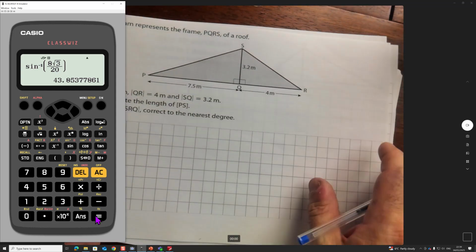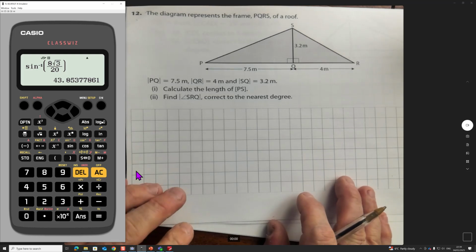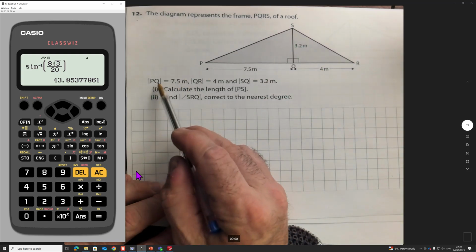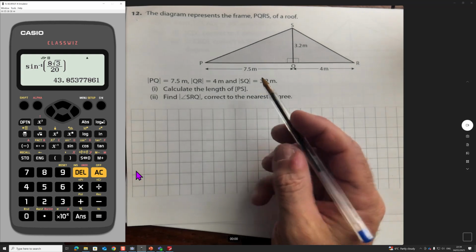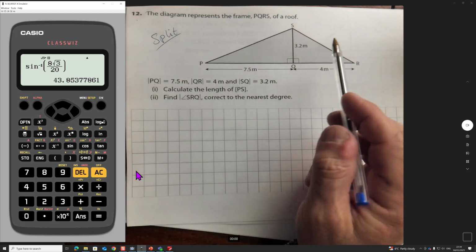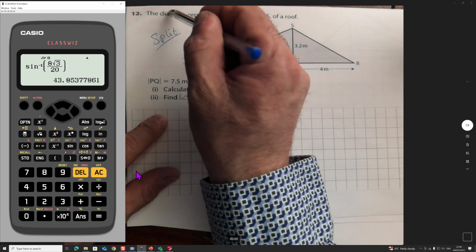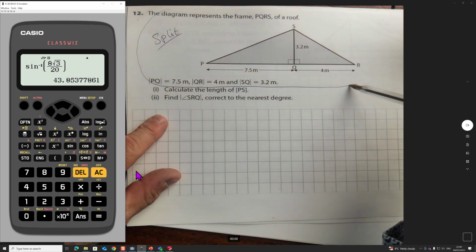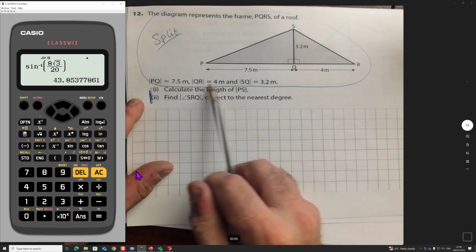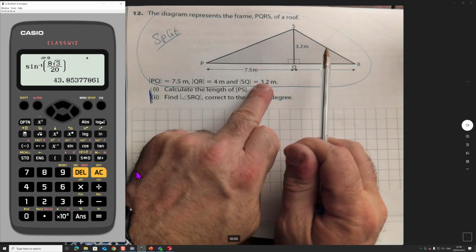Okay, this is the one we decided we'd go for. Diagram shows the frame for a roof. PQ is 7.5. You can see that. So this is your split attention. This is when it's not nice what they're doing to you when you're reading this. Let me come up with a guideline here. You have to separate the situation from the questions. If the situation gives you a lovely picture, try to assume that the exact same data is just being repeated here.